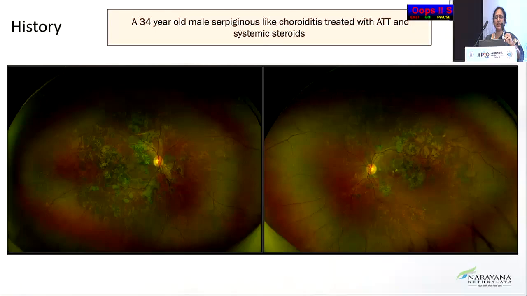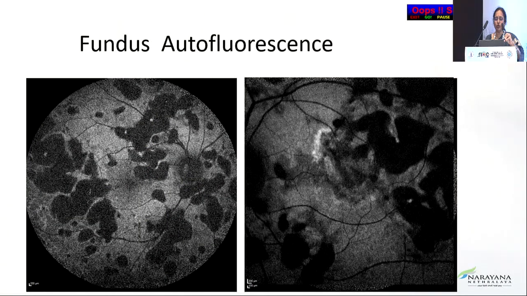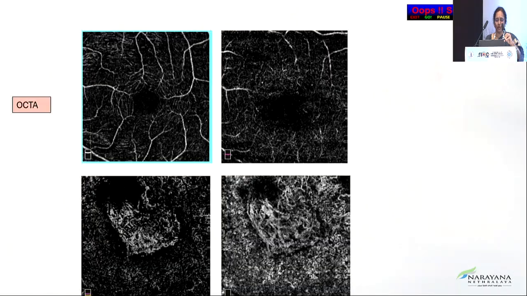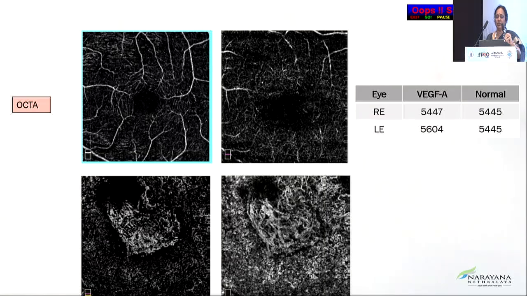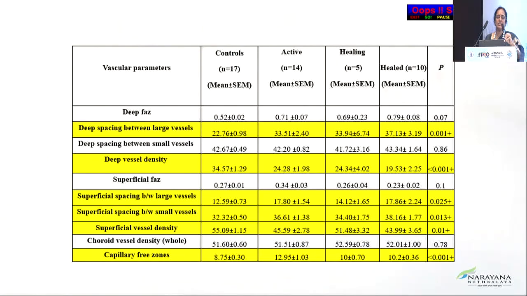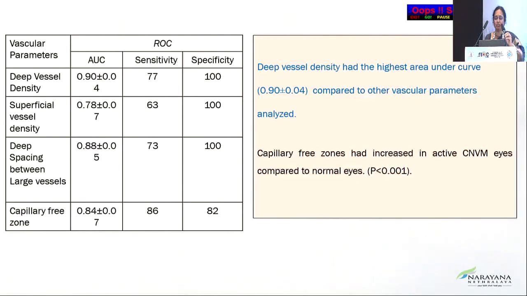34-year serpiginous-like choroiditis. Fundus autofluorescence shows hypo with hyper-autofluorescence. OCTA shows the choroidal neovascular membrane. So these are the OCTA findings, where we noticed deep spacing between the larger vessels was increased, deep vessel density was decreased, and we have also seen the capillary free zone corresponding to the areas of the choroidal neovascular membranes.